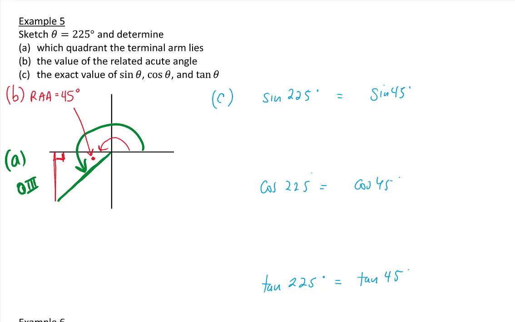Since we're in quadrant number 3, who's positive? In quadrant number 3, tangent is positive. That means the other two are negative. So we put a negative in front of sine, a negative in front of cos, but we know the tangent is positive.